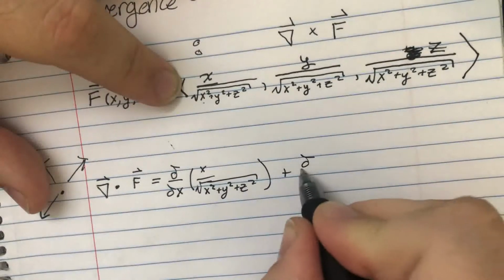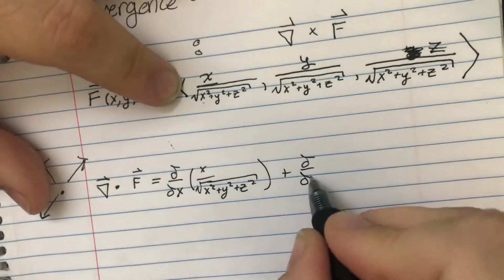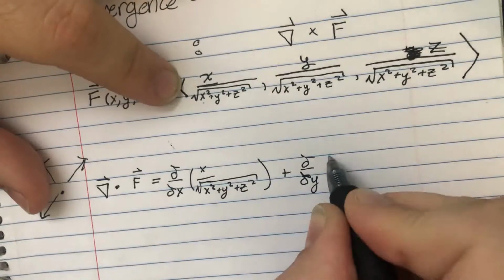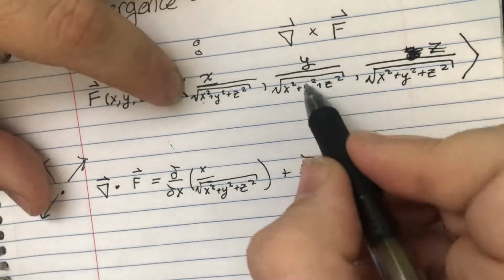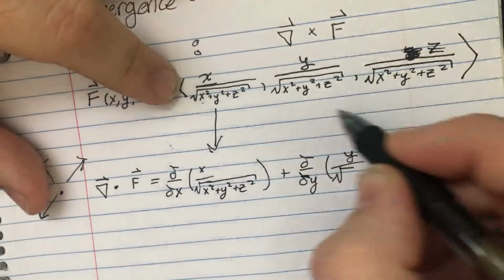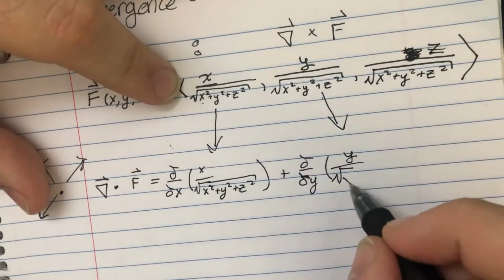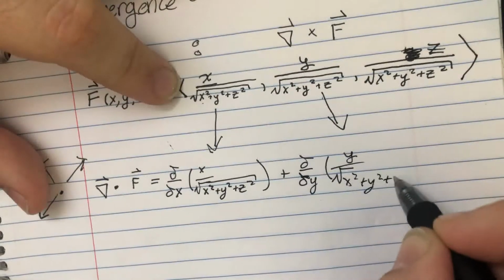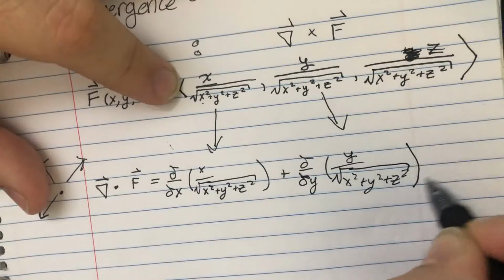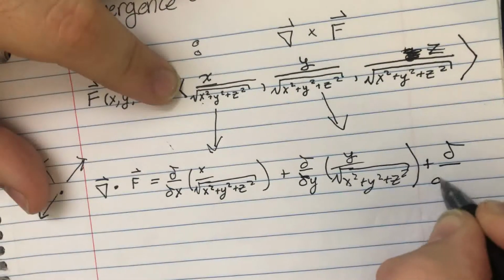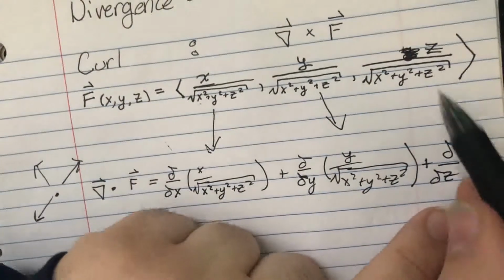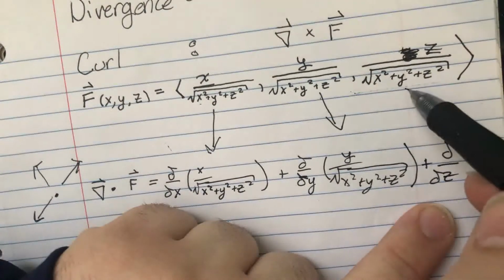Plus the partial derivative of this too, right? So we do this plus that, x squared plus y squared plus z squared, and plus the partial derivative of the z component. I ran out of space, so I'm just going to put an arrow there.